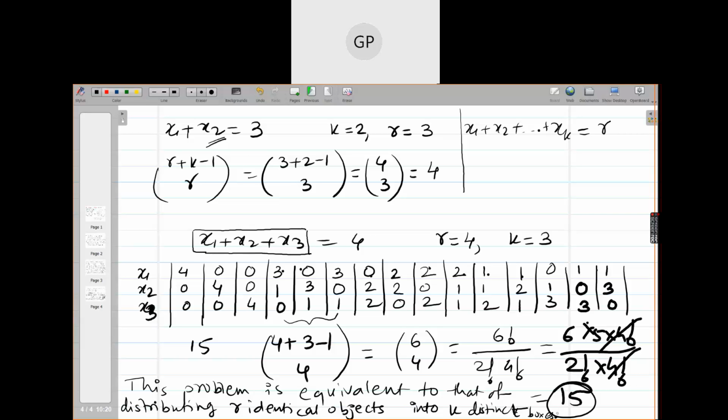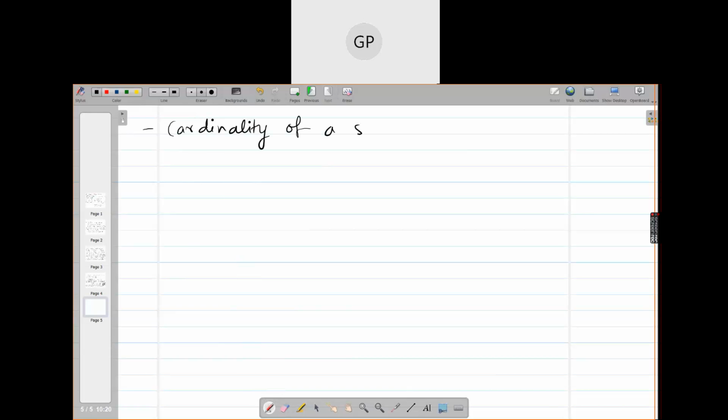So this finishes the counting principles chapter. Just to summarize what we had in this chapter, we started with basically cardinality of a set. Cardinality of a set means number of elements in the set, denoted by the mod A sign. Then we had addition principle or sum rule.